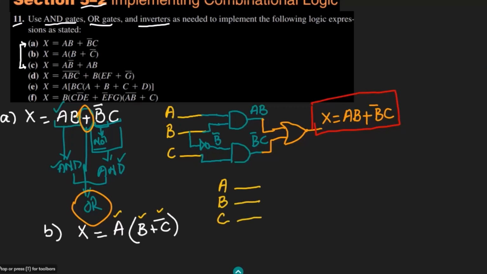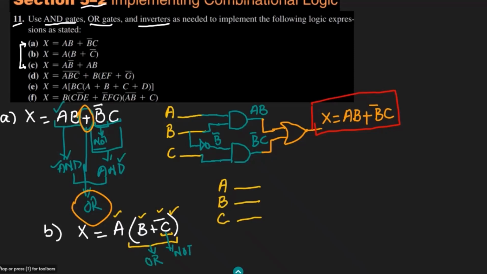Okay, first expression. What I have to do here is combine B and C complement, because this is now bracketed and therefore I have to combine them first. But here I have the C complement, so I have to use the NOT gate, and after this NOT gate, these two are combined by this OR gate.